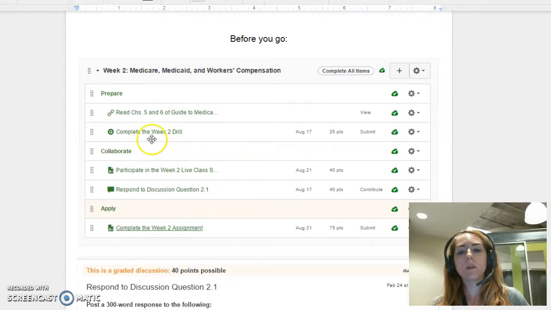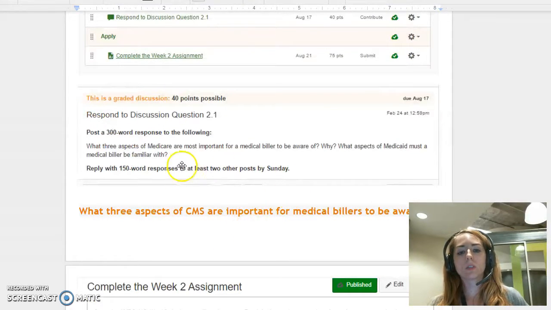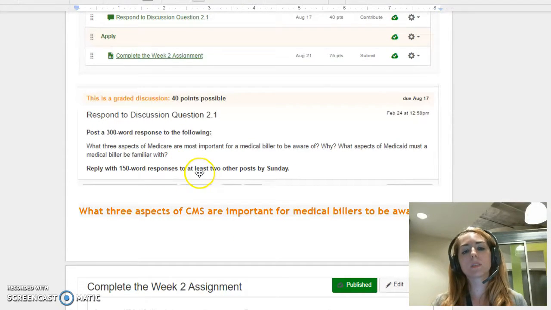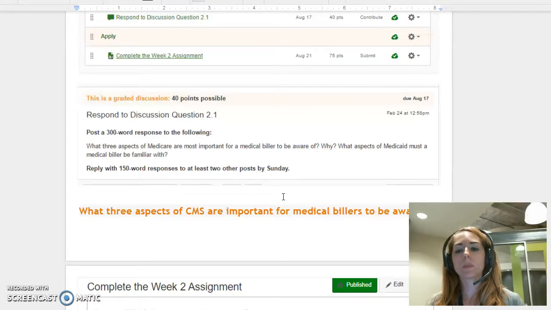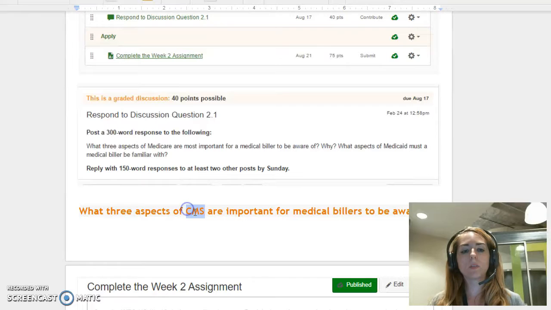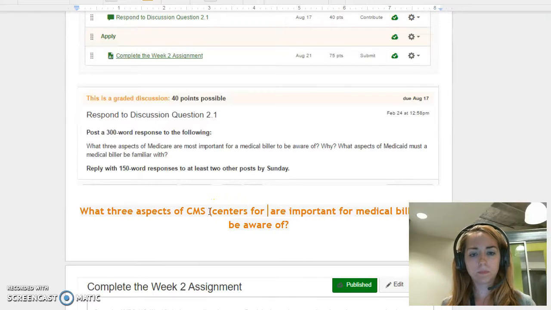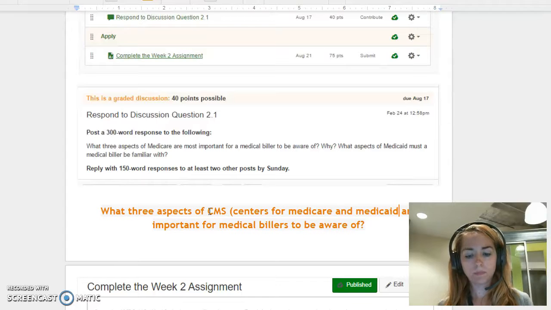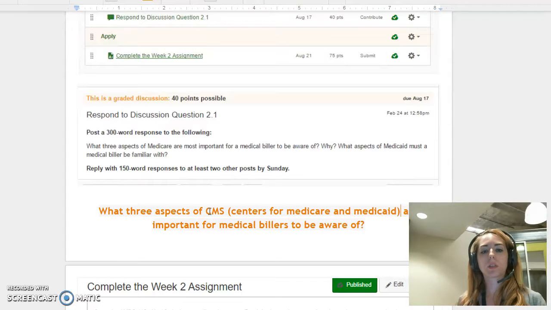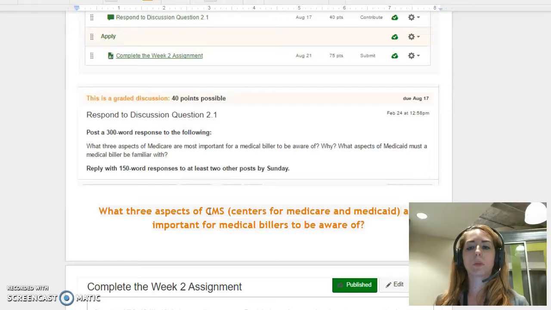Before we go, you have a drill this week worth 25 points. Your discussion question is, what 3 aspects of Medicare are most important for a medical biller to be aware of? And also, what aspects of Medicaid must a medical biller be familiar with? You can use CMS for this. You can say what aspects of CMS are important for a medical biller to be aware of. It might be easier to find information if you're looking at CMS as a whole rather than just Medicare and Medicaid, but it's up to you.